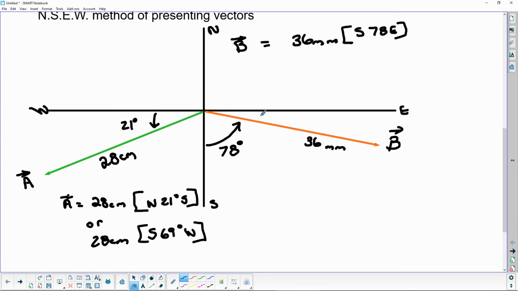Well, and then we could also use this little piece here if we figure out what this is. 90 minus 78, that's 12 degrees. So you could present that as 36 millimeters east first, and then 12 degrees down. Sorry, I should put a degree in there. To the south.